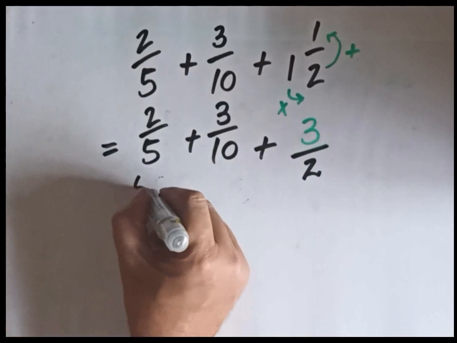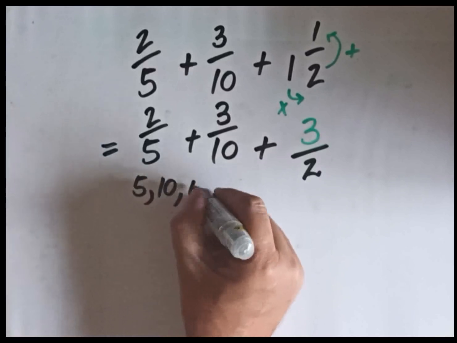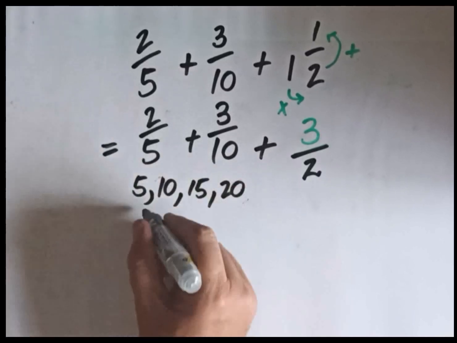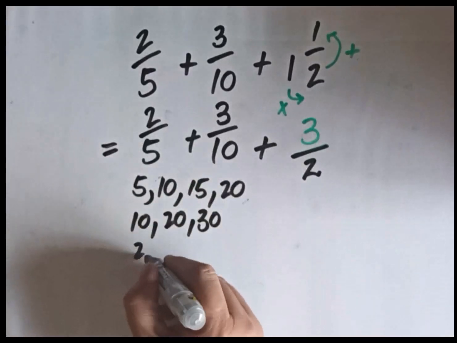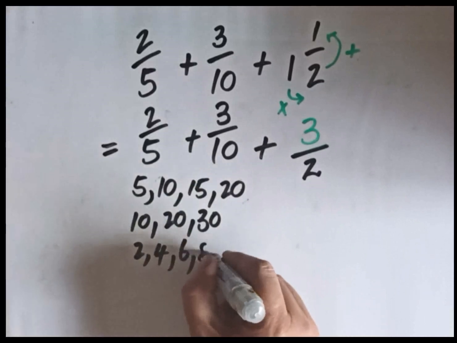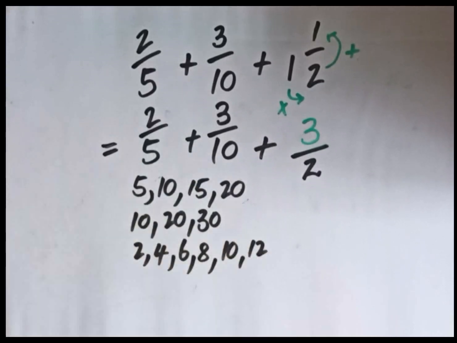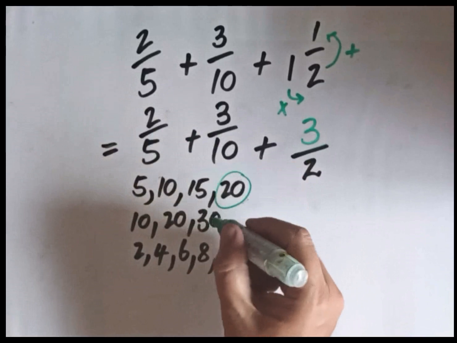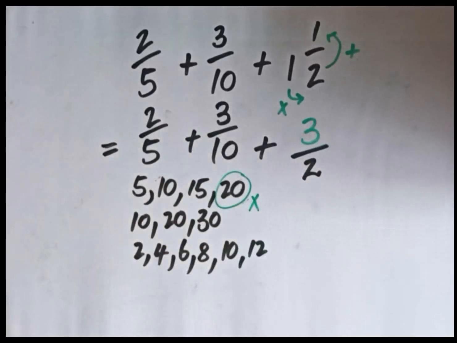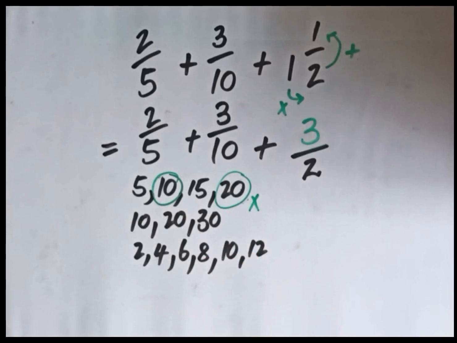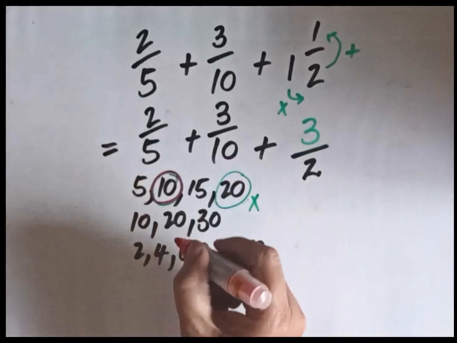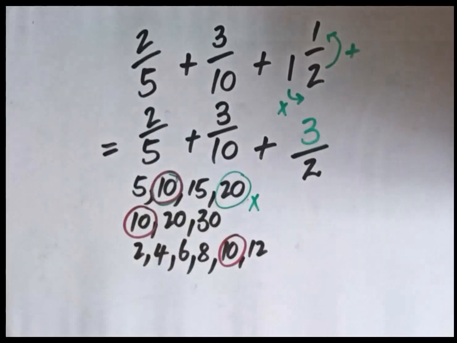So what do we do first? We write the multiples of 5: 5, 10, 15, 20. Multiples of 10: 10, 20, 30. The multiples of 2: 2, 4, 6, 8, 10, 12. And if you look carefully, the lowest common multiple between all these is not 20, but 10. Remember what I told you? You can have a multiple that is higher than the lowest common multiple, but it's not the lowest. So the lowest common multiple is 10.